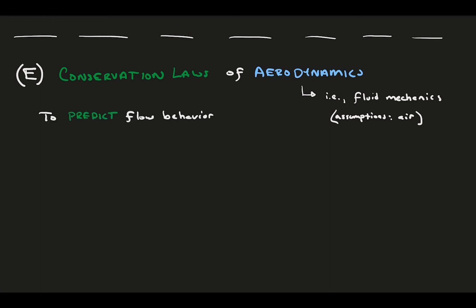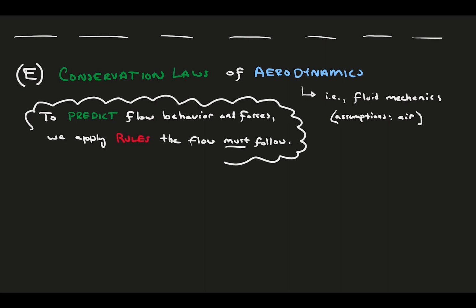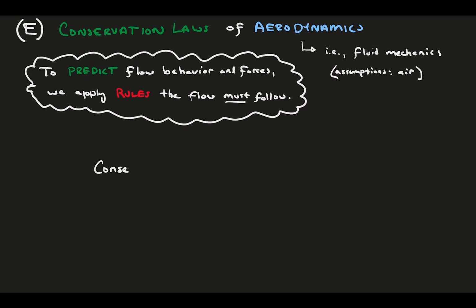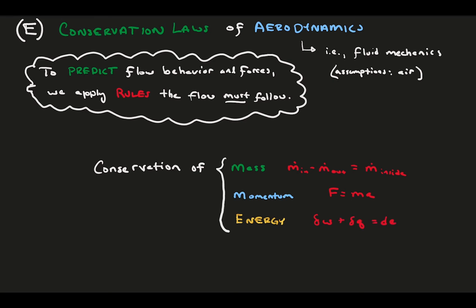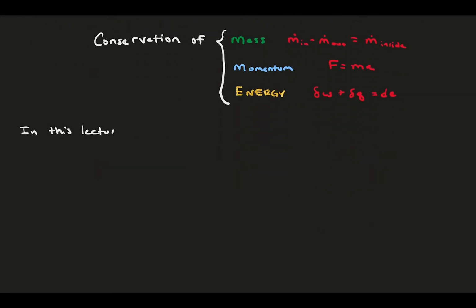In order to predict flow behavior and the forces a flow imparts on an object, we need to apply rules to the flow mechanics. The first of these rules is conservation of mass, which simply states that if more gas goes in than out, then the mass of your container must change. Second, we have conservation of momentum, which is famously F equals ma, our favorite of Newton's equations. Last and least likely to be used is the conservation of energy. If you have a container of fluid that you apply work to, or heat, that means the internal energy of that fluid must change.